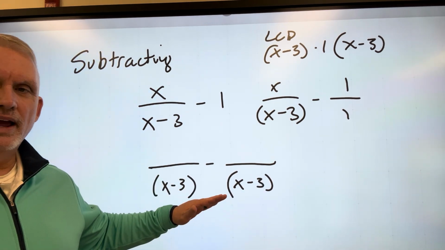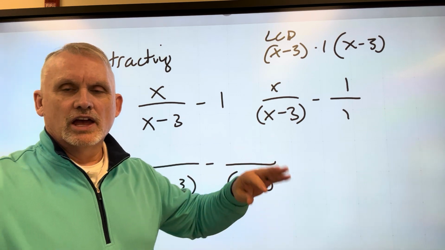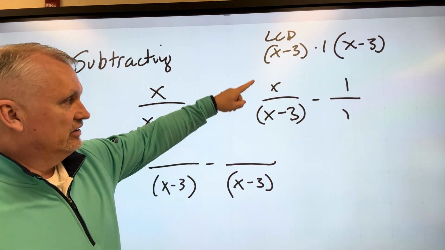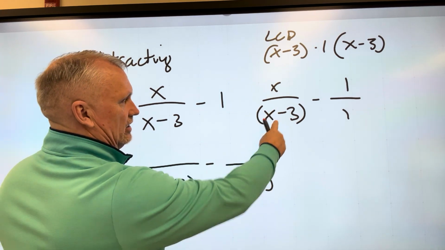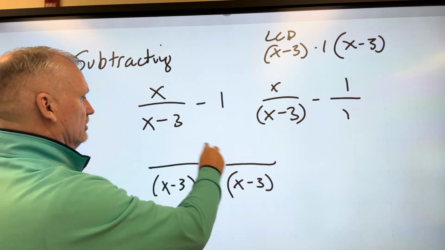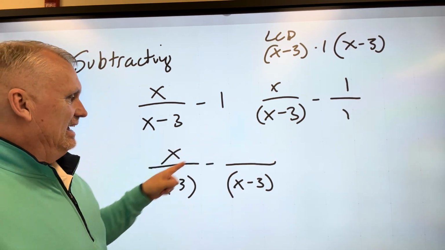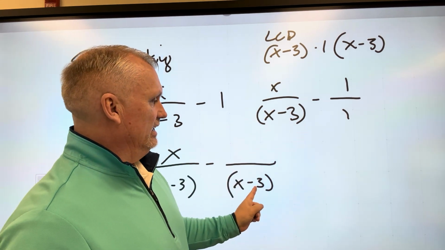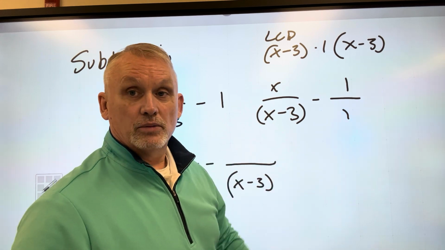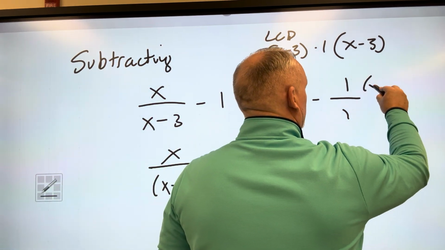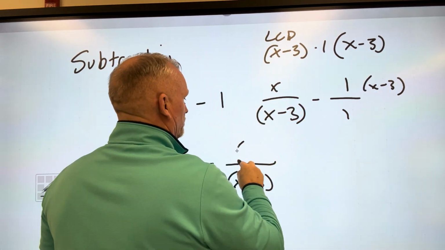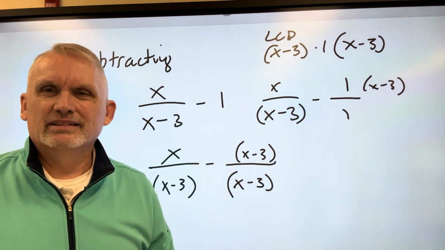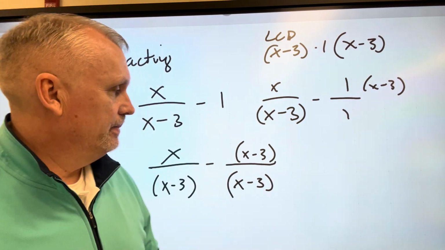Remember, take your LCD and put it in the denominators. Do not fill in the numerators just yet. So the question is, how do I get from here to here? Well, I didn't do anything. So leave the x. Leave the x. Now, what do I multiply? How do I get this to look like this? Well, I've got to multiply by x minus 3. So I multiply this by x minus 3. Now, I could put the 1 there, but it's just x minus 3.